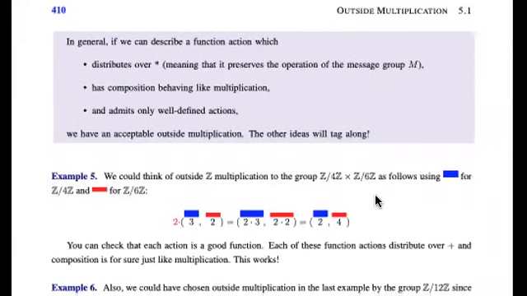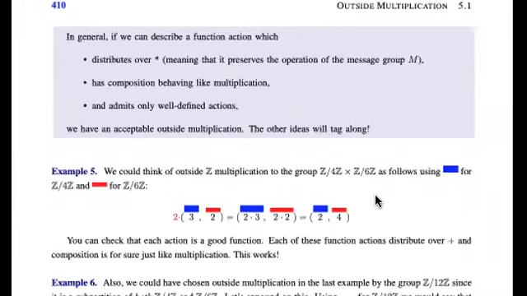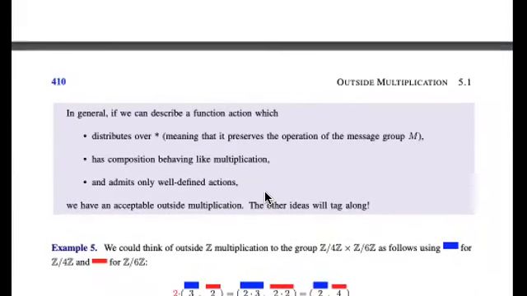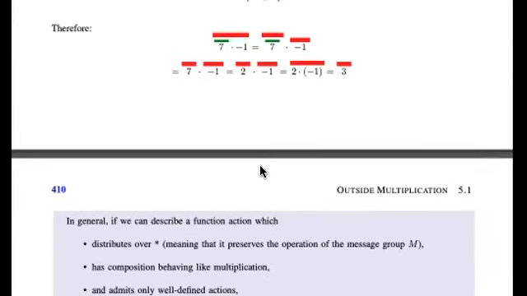All right, so in general, we have a nice outside multiplication, as we were describing, if the functions themselves that are describing the outside multiplication distribute over the group operations, just like multiplication is distributing over addition. And the composition of the functions behaves like multiplication itself, and everything is well defined, just like we were describing being well defined, but we can really throw things under bars.